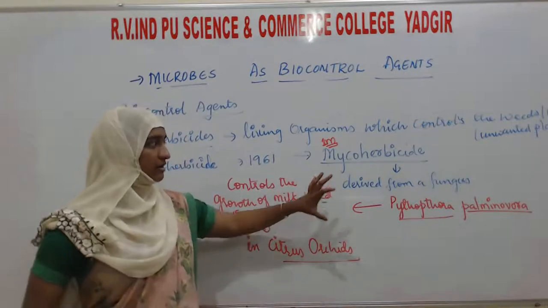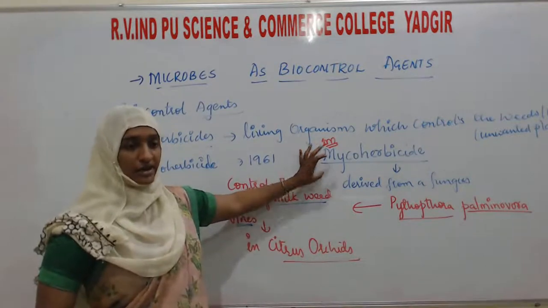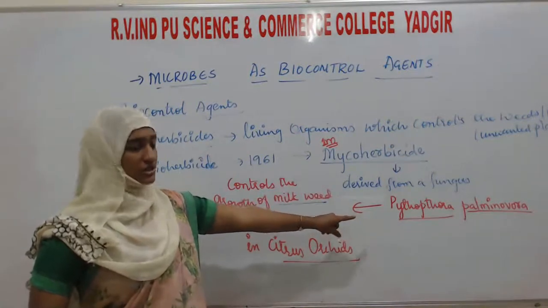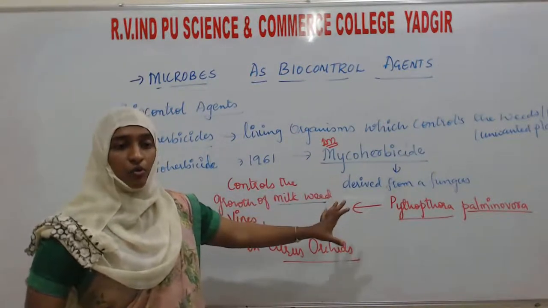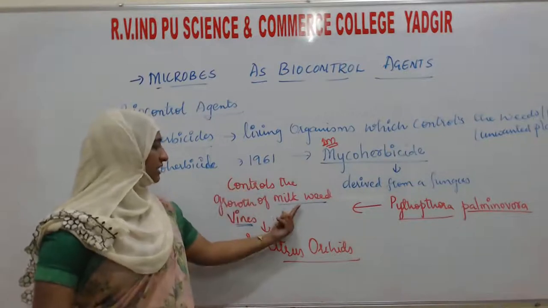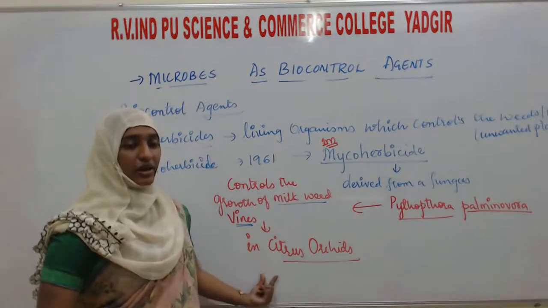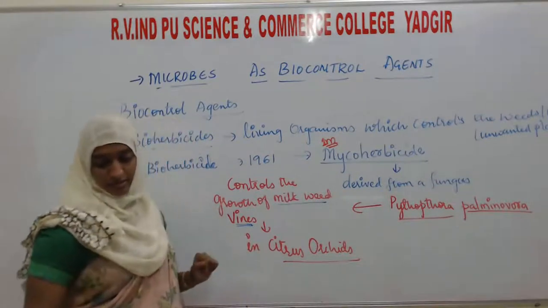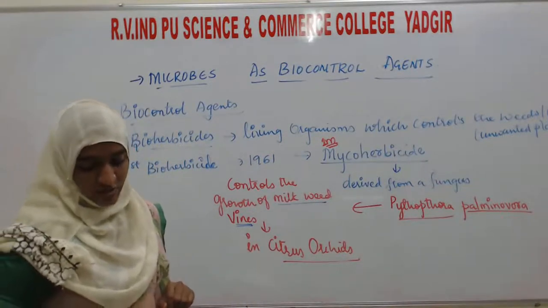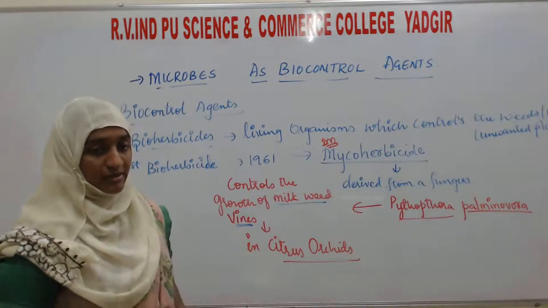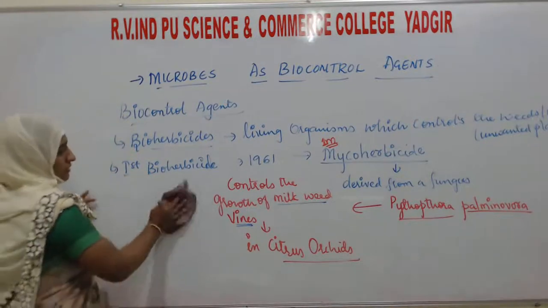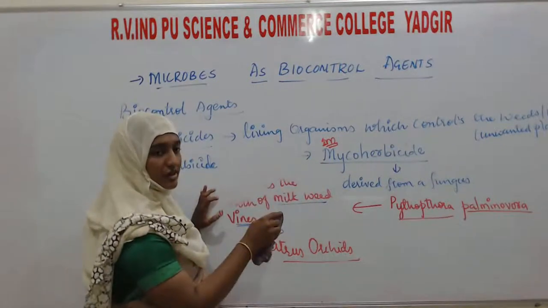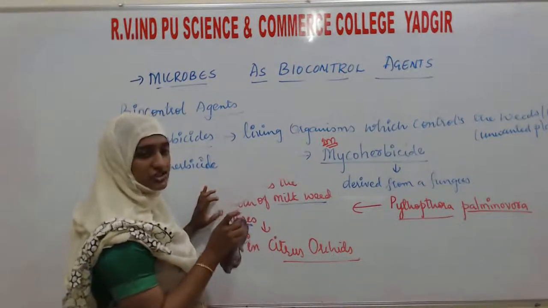Okay, keep in mind, one of the mycoherbicides is derived from a fungus. One of the names they had mentioned, Phytophthora palminivora, controls the milkweed vines in the citrus orchards. And one more example is there of this biological method for controlling the weeds. This is the first bioherbicide which was developed.